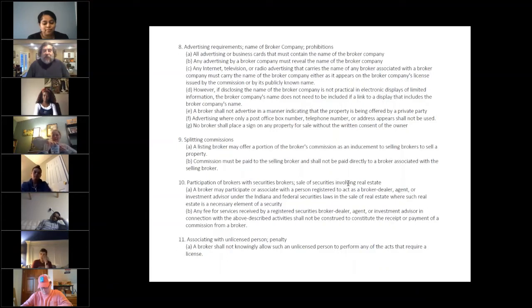Splitting commissions. We are allowed to give a portion of our commission to induce the selling broker to bring a buyer to the property. That's the BAC we've talked about. If I pay a commission out, I have to pay a commission directly to the managing broker or their company and not the actual agent that's working for them.